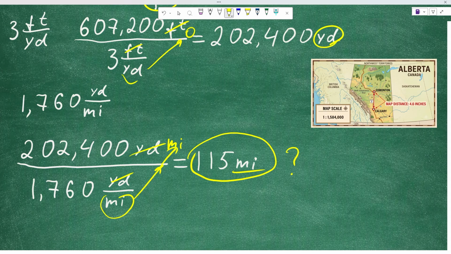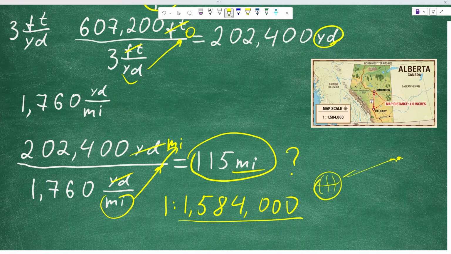Now, let's talk about where people routinely lose points on tests when solving problems like this. The most common trap is assuming the large number in a ratio scale is automatically in feet or miles. Students often look at 1 to 1,584,000 and think, 1 inch on the map equals 1,584,000 miles on the terrain. Well, if that were true, 4.6 inches on a map would span across millions of miles. It's longer than the distance from the Earth to the Moon. Always remember, both sides of the ratio start with the same exact unit.